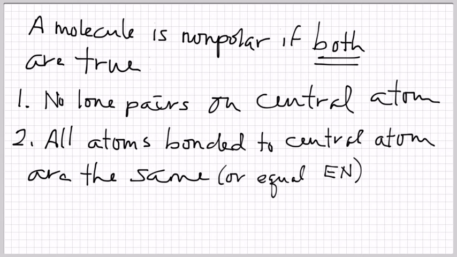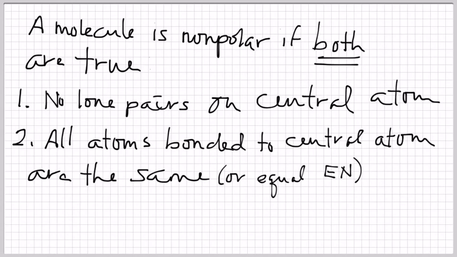Wow, that's a mess. A molecule is nonpolar if both of these things are true. There's no lone pairs on the central atom, and all the atoms that are bonded to the central atom are either the same element or their electronegativities are the same. No lone pairs gets us a symmetrical molecule where all the vectors go off in equally spaced out directions. All the atoms bonded to the central atom being the same means that all the vectors are the same length, and so they'll add up to 0.